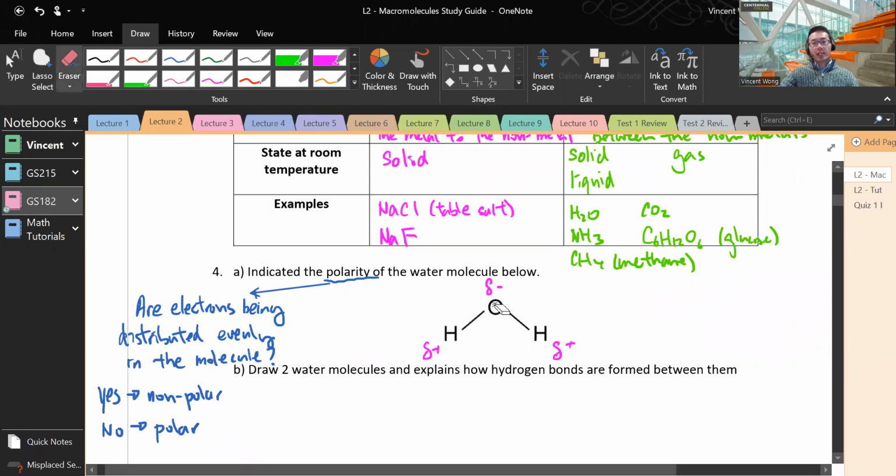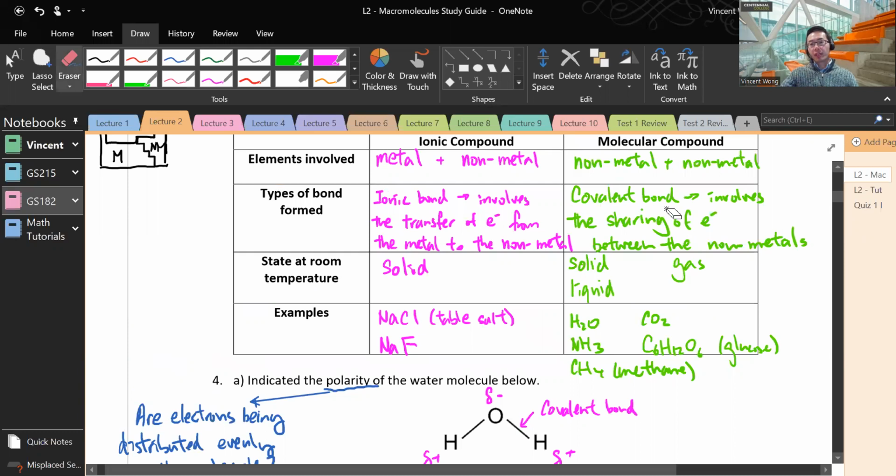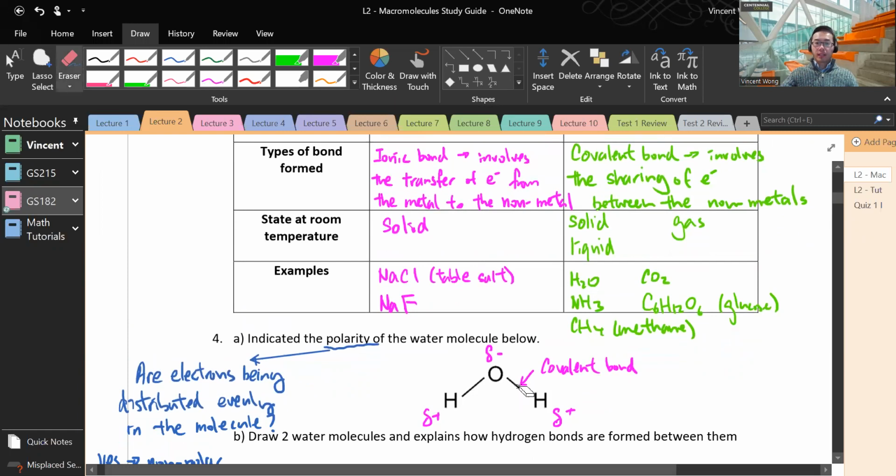So when the oxygen and the hydrogen are sharing the electrons, this here is a covalent bond, right? How do I know that? Well, both oxygen and hydrogen are nonmetals, and nonmetals form covalent bonds, which involve the sharing of electrons. Even though they are sharing the electrons, the oxygen actually has a higher attraction for the electron. So it's kind of hogging the electron, pulling it towards itself, therefore making it a little bit more negative than the hydrogen.